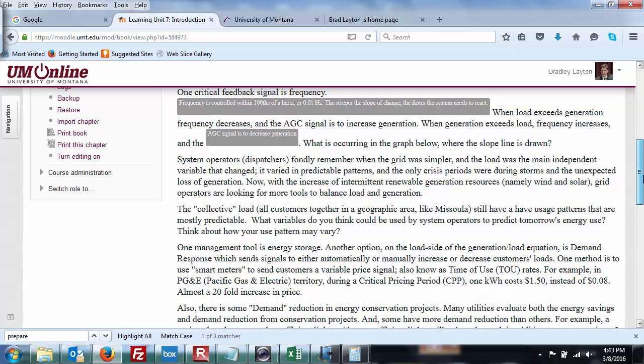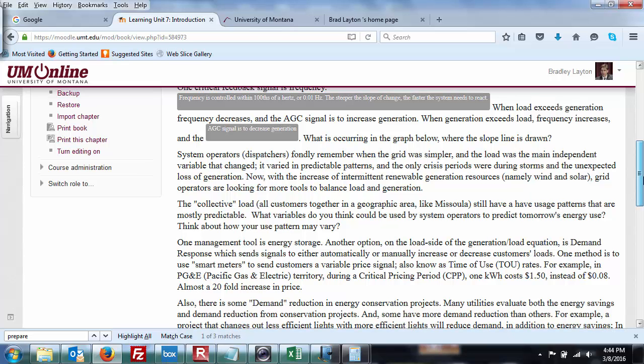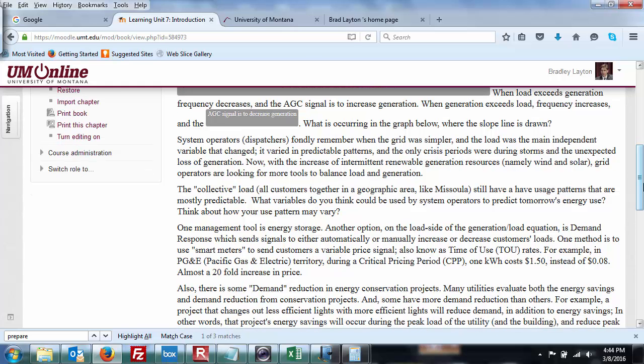System operators fondly remember when the grid was simpler and the load was the main independent variable that changed. Wow, so it really is the frequencies changing. It varied in predictable patterns, and the only crisis periods were during storms and the unexpected loss of generation. Now, with the increase of intermittent renewable generation, so wind and solar, that is going to make it, and this is why that Tesla battery in your house is going to help fix this problem. It's going to balance the load. It's either going to be charging or discharging.